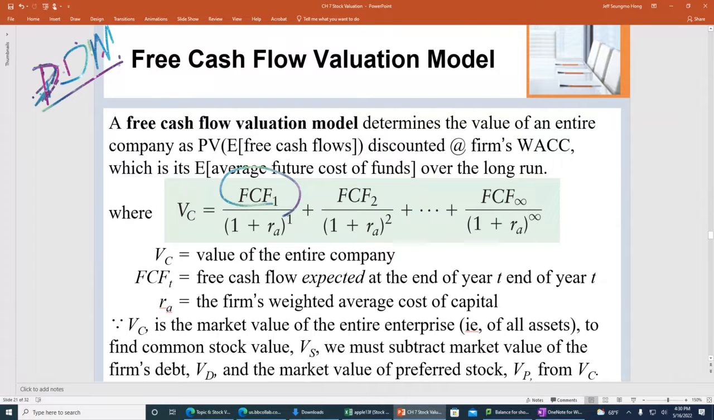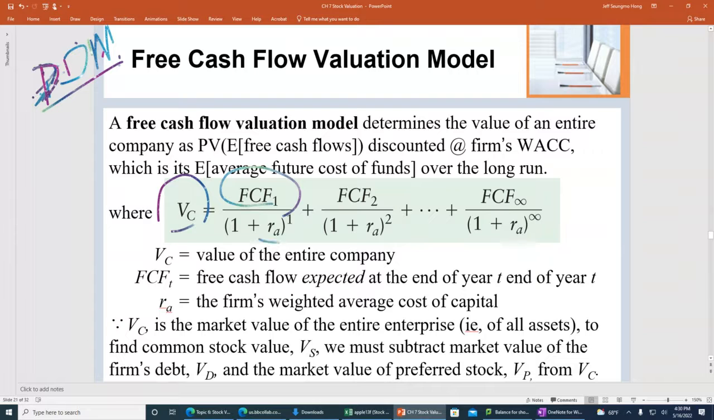So here's the idea. Think about it. The value of any firm, any company, is basically the present value of all future cash flows. Isn't that right? A company is only as valuable as its future free cash flows, right? So basically the future cash flows will have to be discounted to present. That's quite obvious.